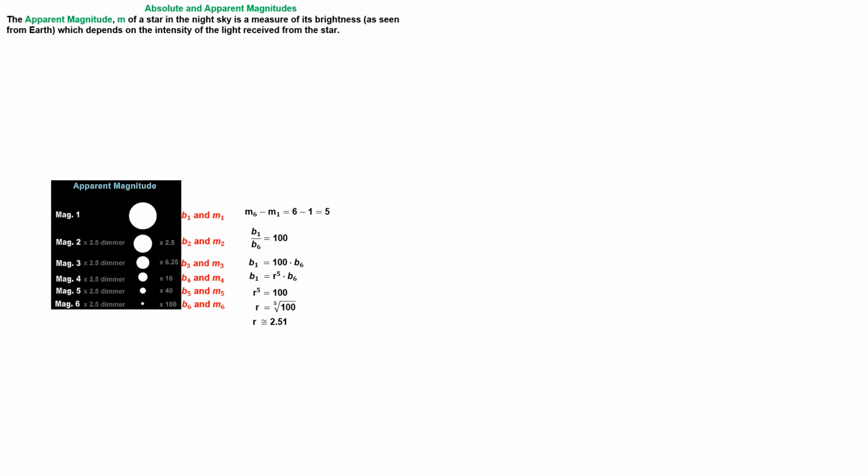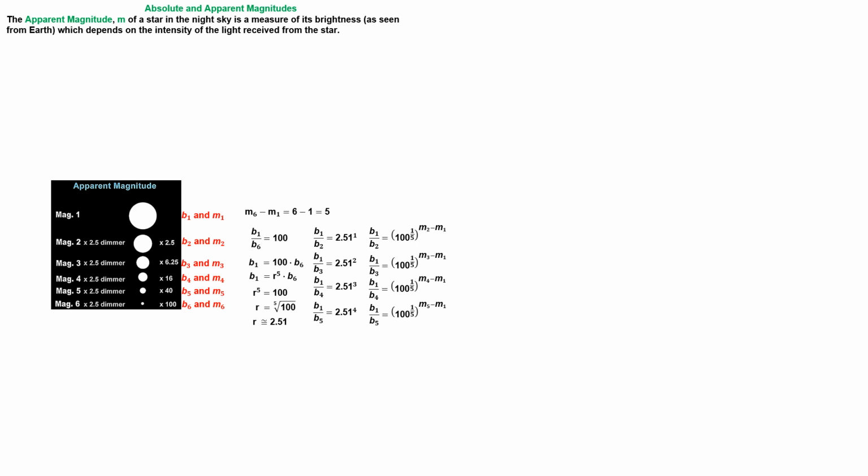The difference is 2.51 times for each step of magnitude. In short, each order of magnitude is 2.51 times brighter than the previous one. So a magnitude 1 star is 2.51 times brighter than a magnitude 2 star, and 2.51 squared times brighter than a star with an apparent magnitude of 3, and 2.51 to the power of 3 times brighter than a star with an apparent magnitude of 4, and so on.